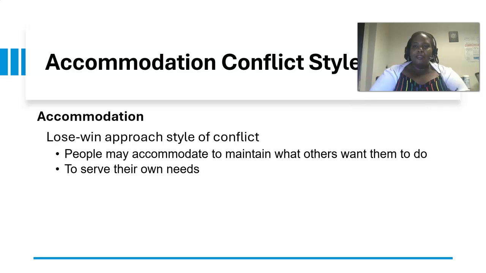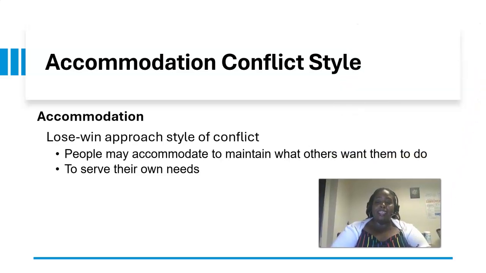So let's talk about the different conflict styles. One of the first conflict styles that we have could be the accommodation style, which is a lose-win approach to conflict. That's when they're like, okay, well, here is what you want. I'm not going to fight over it. Here you go. So people may accommodate to maintain what others want them to do and to serve their own needs.